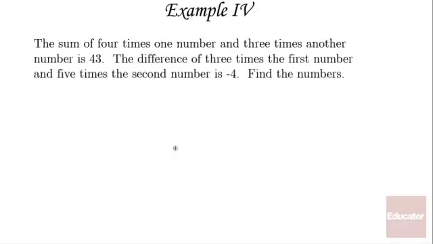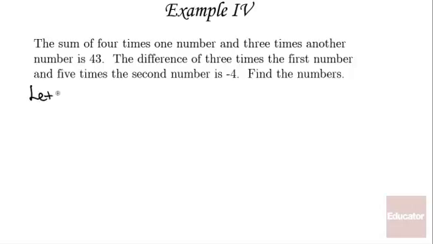In my next example, I again have words that needed to be translated into equations. The sum of 4 times one number and 3 times another number is 43. So that's one equation. The difference of 3 times the first number and 5 times the second number is negative 4. Second equation. Find the numbers.